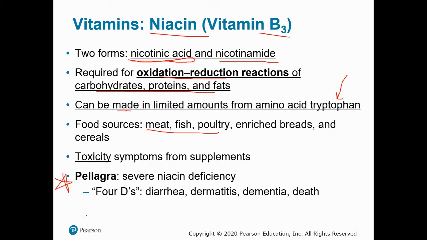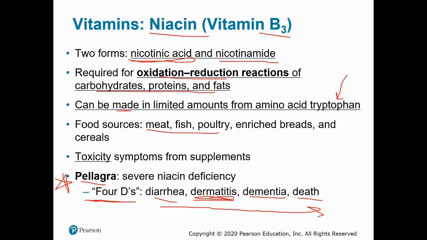And then again, pellagra. So I want you to know beriberi, ariboflavinosis, and pellagra. Pellagra is niacin deficiency, and pellagra is characterized by diarrhea, dermatitis, so a skin inflammation, dementia, and death, right? So death in severe cases. Niacin deficiency doesn't necessarily lead to death, but if it goes on for too long, this can be the progression of niacin deficiency symptoms. So we kind of call that the 4 Ds.